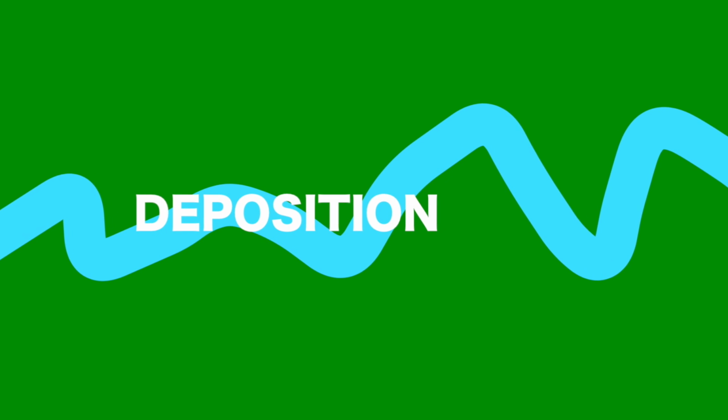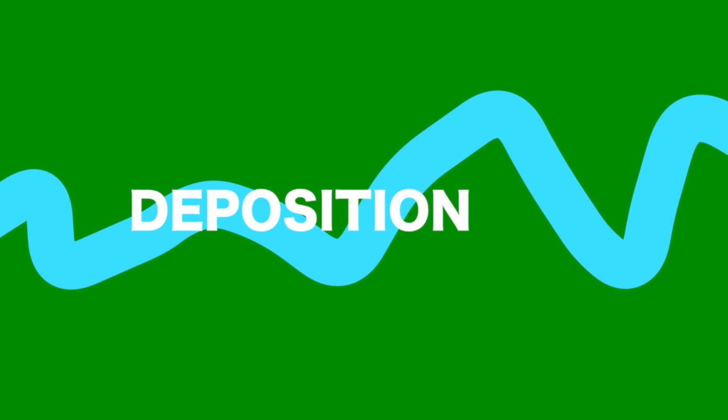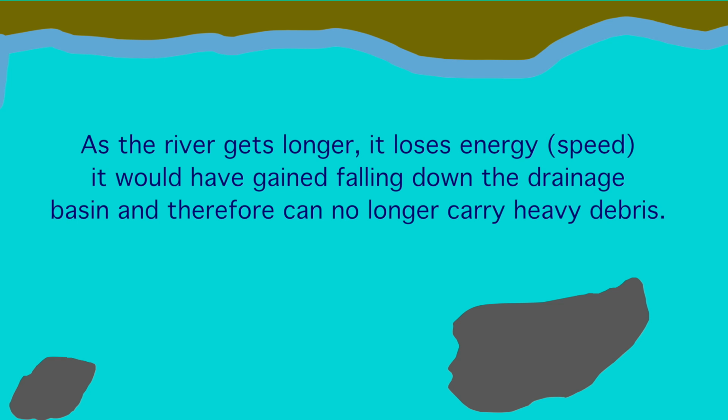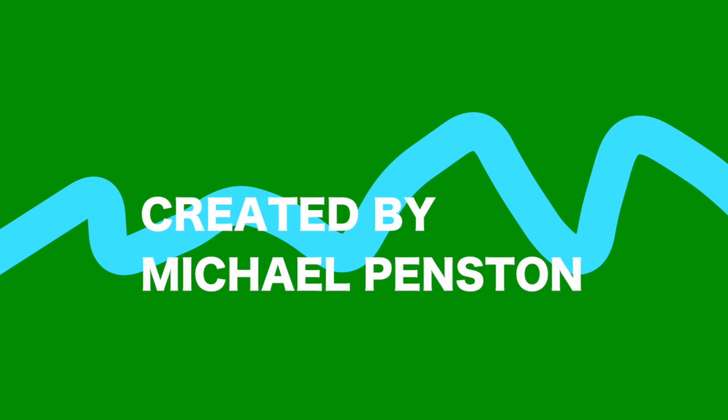Deposition is the river process where debris stops being carried by the river and is deposited. As the river slows and loses energy, the heavier rock is deposited first because it is heavier. The smaller rock is deposited later because it is lighter and requires less energy to carry.